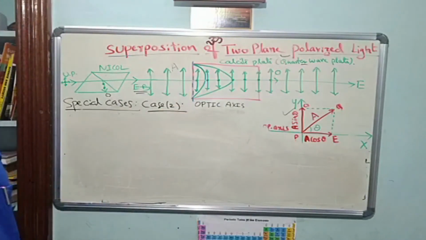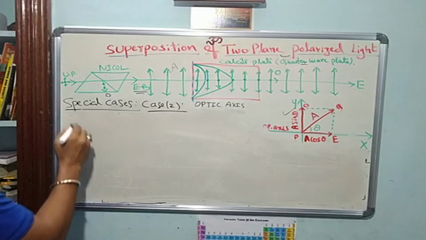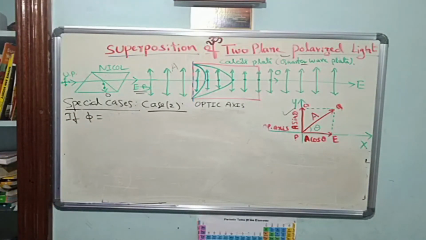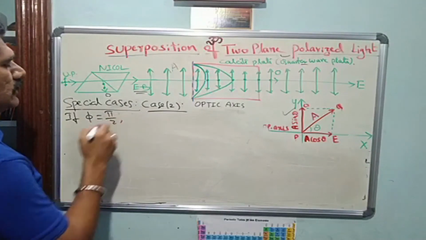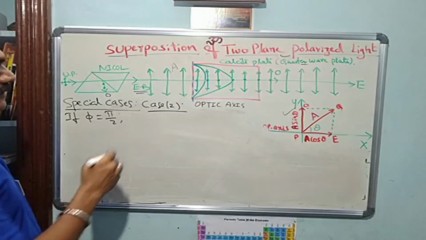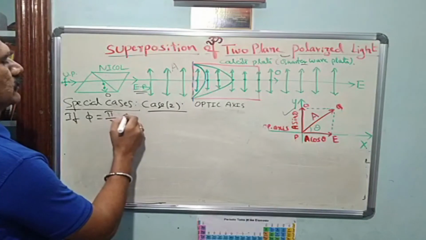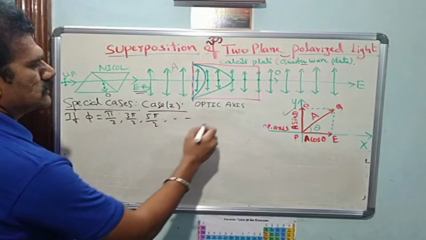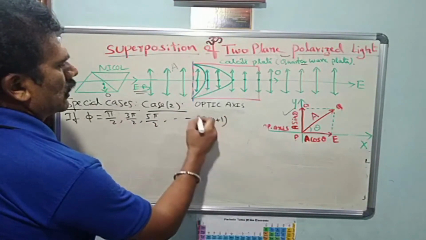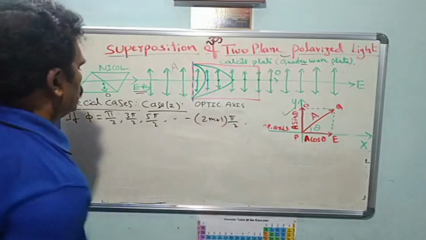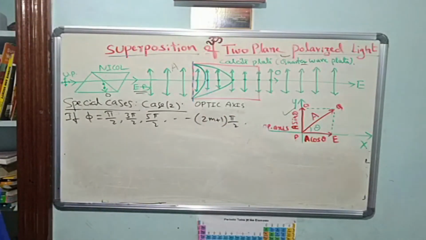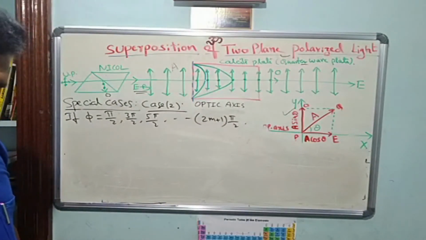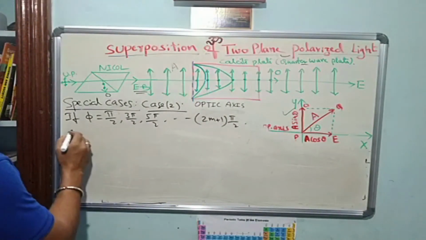So the next case is actually the elliptically polarized light case. If phi values are equal to pi by 2, and it should be odd multiples of pi by 2, that means 3 pi by 2, 5 pi by 2, etc., in general 2m plus 1 odd numbers into pi by 2, for all these values it is expected that the superposed waves should be elliptically polarized. Okay, now apply these values.